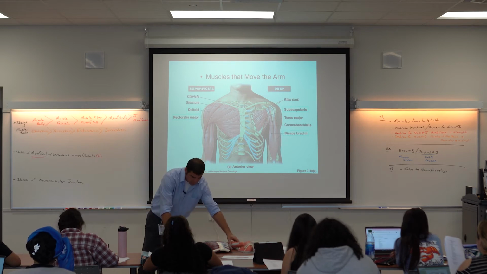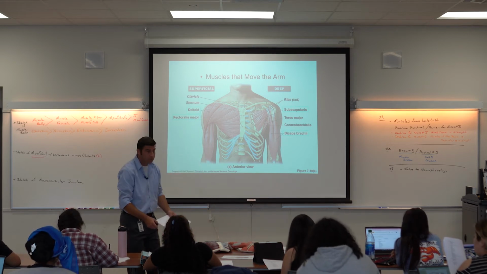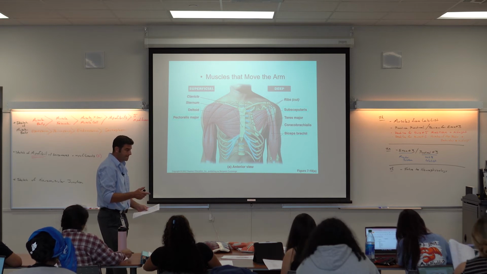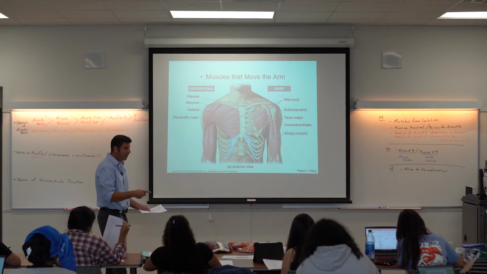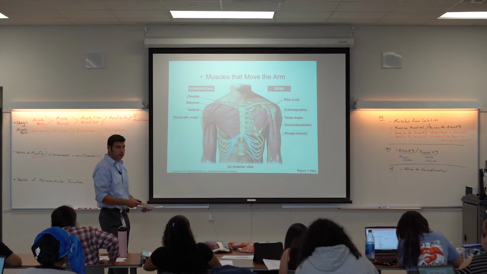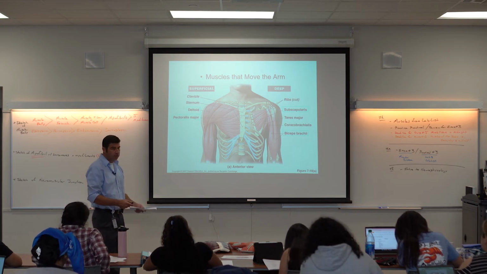So the 4 that make up the rotator cuff are the supraspinatus, infraspinatus, subscapularis, and teres minor.